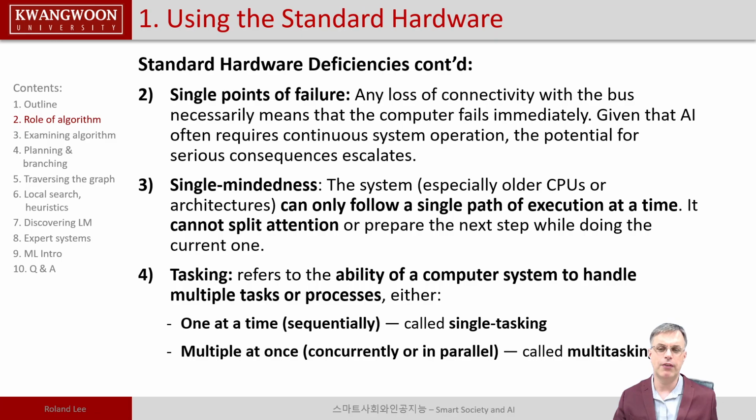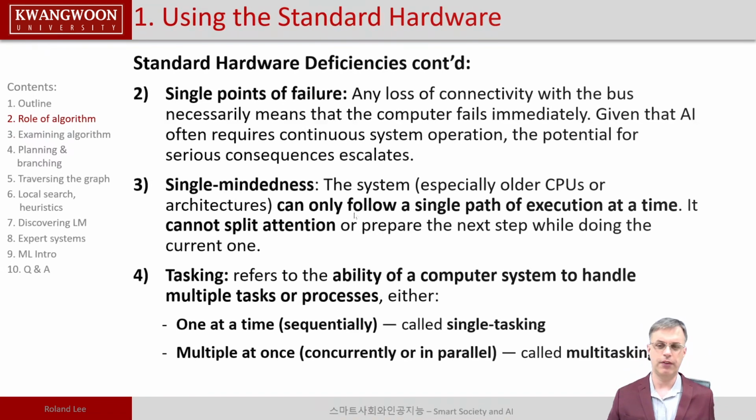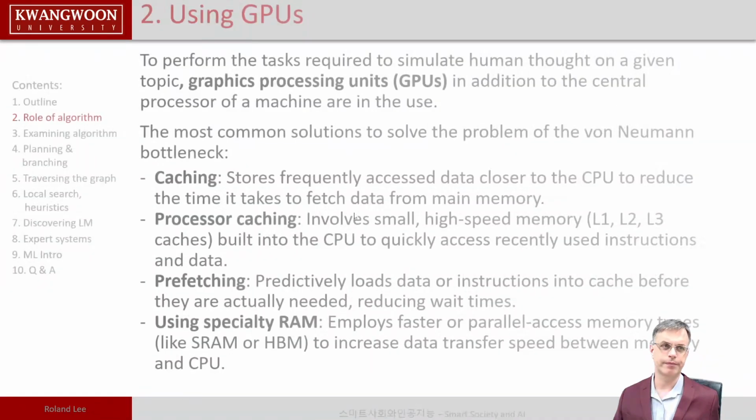So computers today typically have multiple cores, which allow simultaneous execution of operations in each core. So if we see here one at a time, that is single tasking, and multiple at once, that would be multitasking. Relying on new computational techniques, we continue with now.